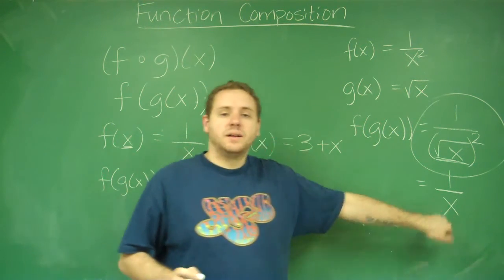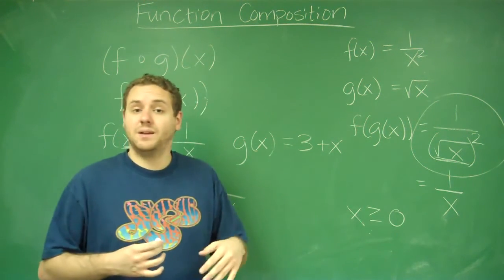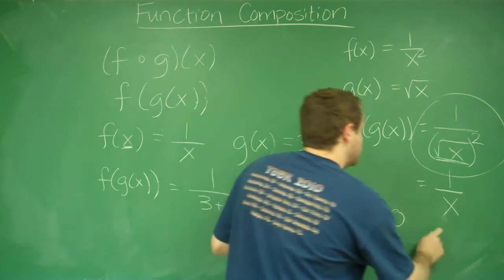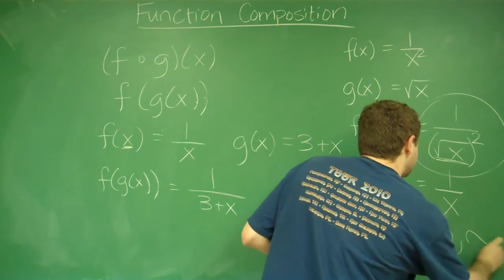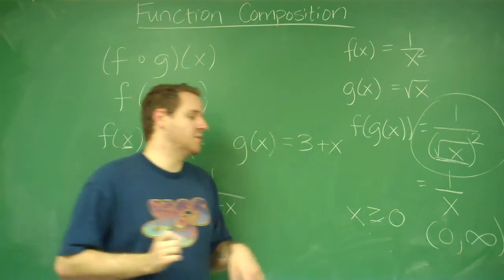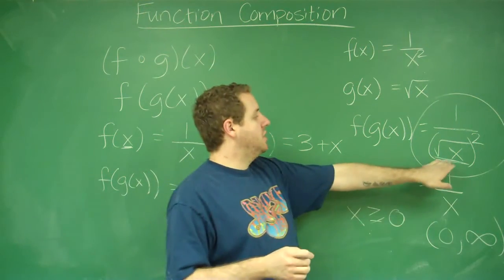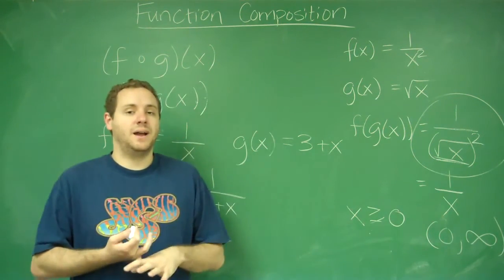And now in your final answer, you see, oh, x also can't be 0. So I would take away that or equal to, and you would say, this is only from 0 to infinity. You don't include the negative side because you couldn't have had it before you simplified either.